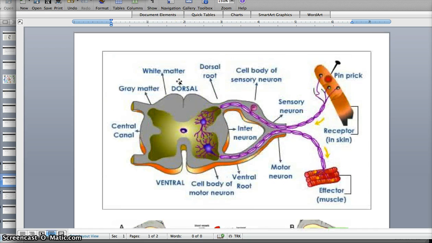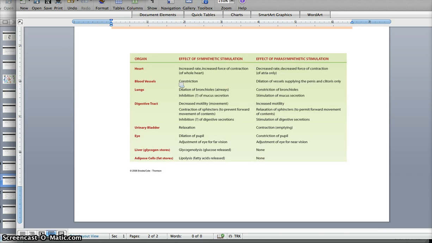Oh, and this was a table I was looking for right here. So feel free to pause it and just kind of look through these responses, and what you'll see is that the sympathetic stimulation, all of the responses are going to be things that will be beneficial in an emergency situation, and the parasympathetic would be more for everyday situations.